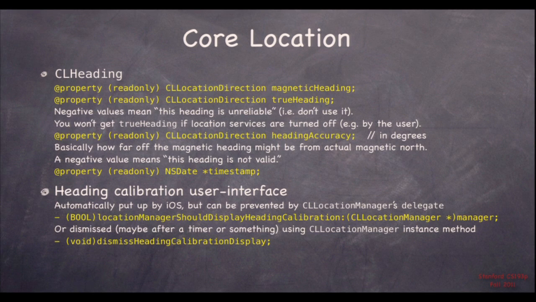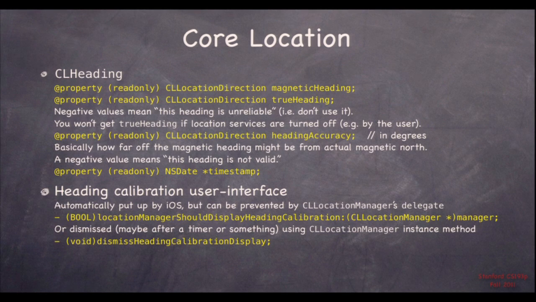You've probably seen with the magnetometer, sometimes it puts up a thing that says, move your phone in a figure 8. Have you ever seen that before? That's so that it can measure local magnetic interference in the magnetometer. That's automatically done by iOS, although you can prevent it by having locationManagerShouldDisplayHeadingCalibration return NO.